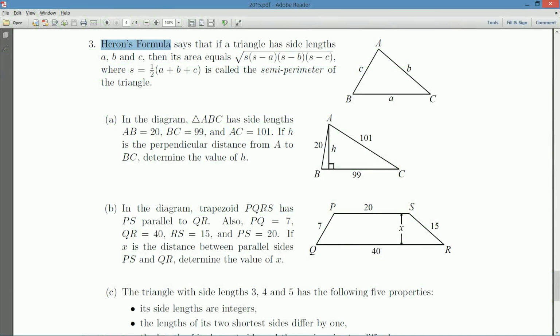Heron's formula, which is a very important formula, says that if a triangle has side lengths A, B, and C, then its area is equal to the square root of S times (S minus A) times (S minus B) times (S minus C), where S is 1/2 of (A plus B plus C). Heron's formula is pretty interesting. It doesn't come up a whole lot, but it's a great way to calculate the area if you don't know, for example, things like trigonometry.